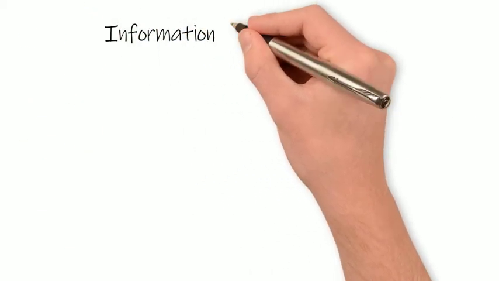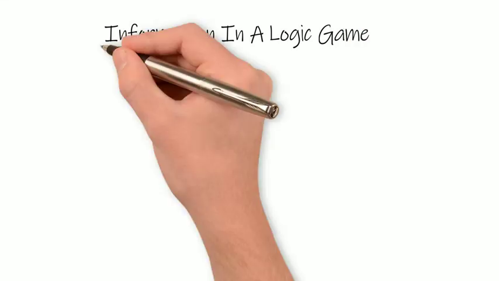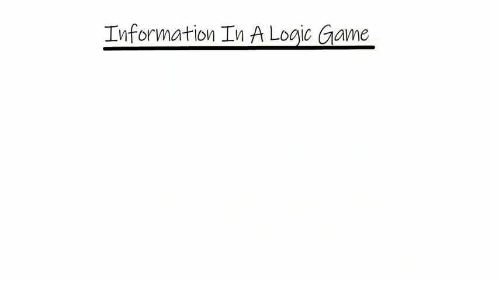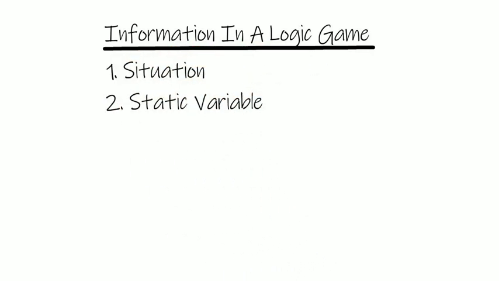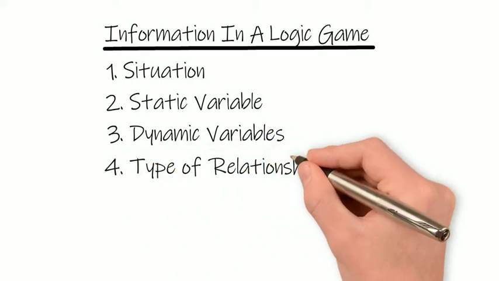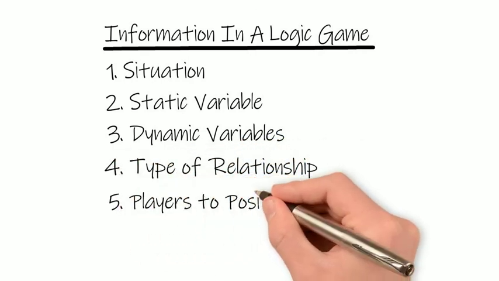So let's review. Every single logic game has to give you these 5 pieces of information. And for every single logic game, you're going to want to record this information in one way or another. And those 5 pieces of information are the situation, the static variable, the dynamic variables, the type of relationship, and the players to positions.